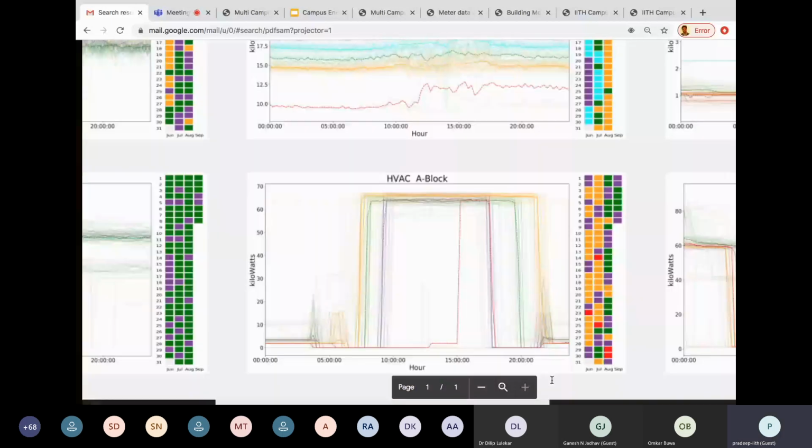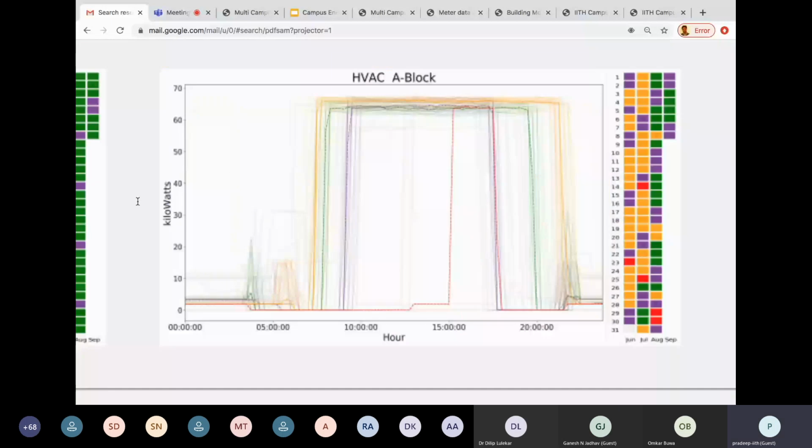What you are seeing on the screen now: the x-axis is the 24 hours, 0 to 24 hours, and the y-axis is the load of the HVAC system. Now the load jumps from 0 to 60 and again jumps back from 60 to 0. In the morning, around 8 a.m., they switch on the central AC system, and the load goes from 0 to 60 kilowatt. Then in the evening they switch off, and it comes back to 0 kilowatt. This is a switch on and switch off.